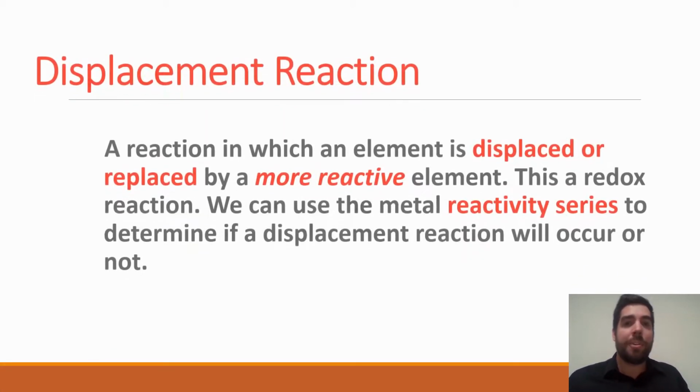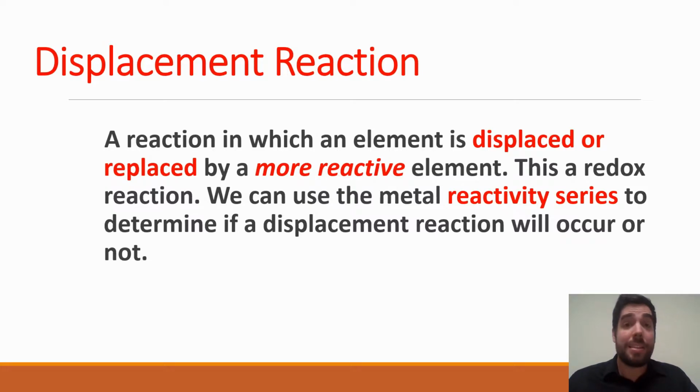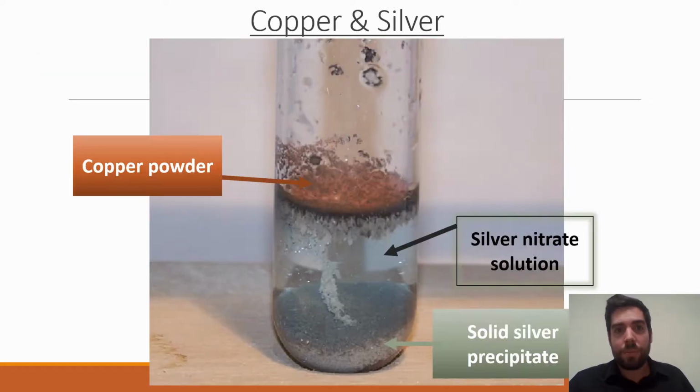So, a displacement reaction is a reaction in which an element is displaced or replaced by a more reactive element. This is a redox reaction. We can use the metal reactivity series to determine if a displacement reaction will occur or not. So here you can see some copper powder that has been added to some silver nitrate solution. When the copper is added to the solution of silver nitrate, the copper will displace the silver from the solution because the copper is more reactive than the silver in the silver nitrate. This allows for the displaced silver to form a solid precipitate that you can see at the bottom of the test tube.